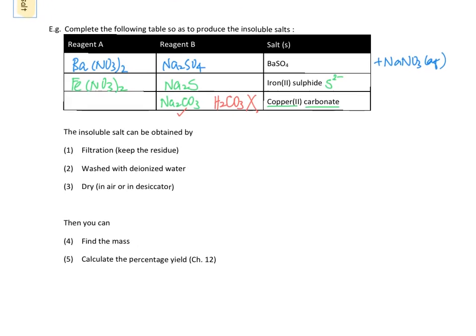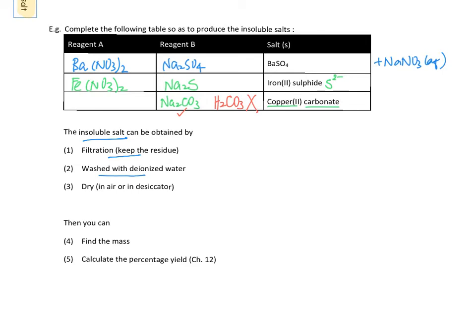After selecting the suitable reagent, we mix the solution together and obtain the products, the insoluble salts, by filtration, and we keep the residues and then dispose of the solution. We need to wash the residues with small amounts of deionized water because, for example, in the first salt, barium sulfate, there is some sodium nitrate remaining in the solution, and so maybe the surface of the white precipitate will be contaminated by the sodium nitrate.